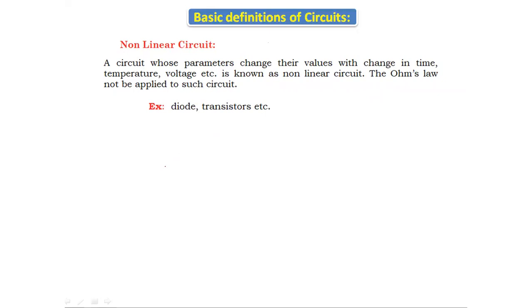That's why the diode and the transistor are called non-linear elements. If we look at the characteristics of non-linear elements, assume I is on the y-axis and V is on the x-axis. As we increase the voltage on the x-axis, there is a change in the current on the y-axis.